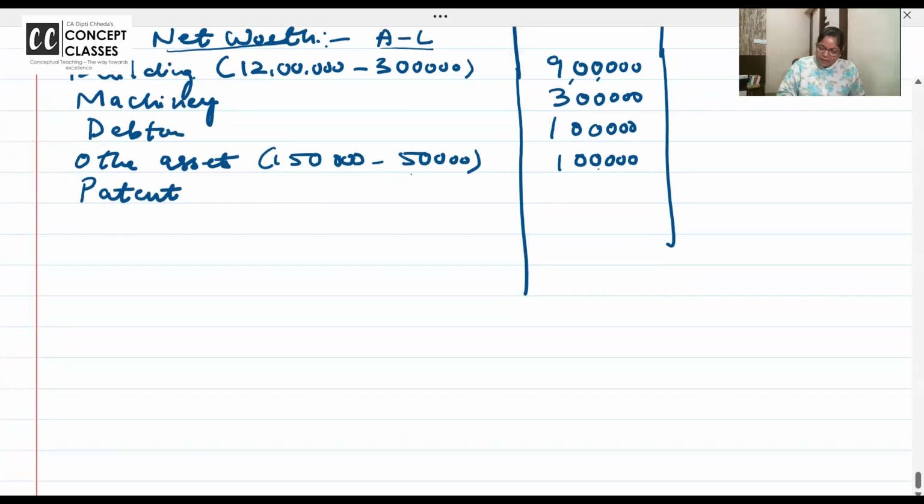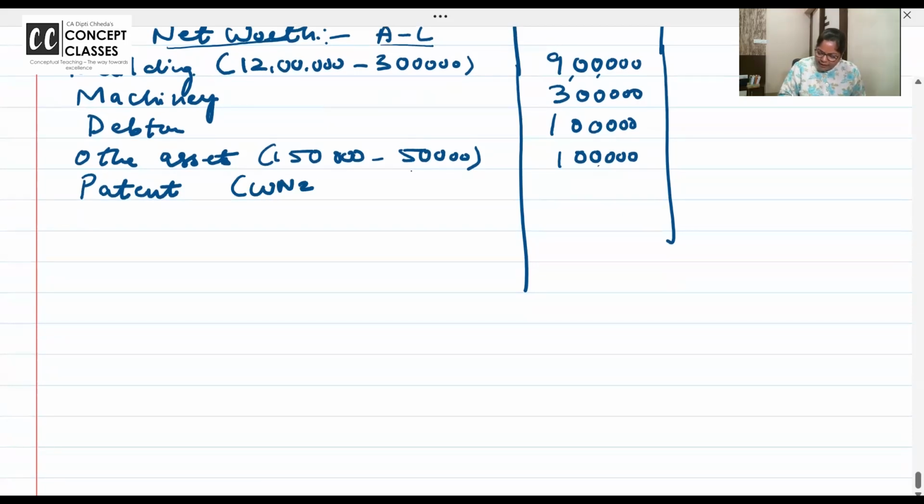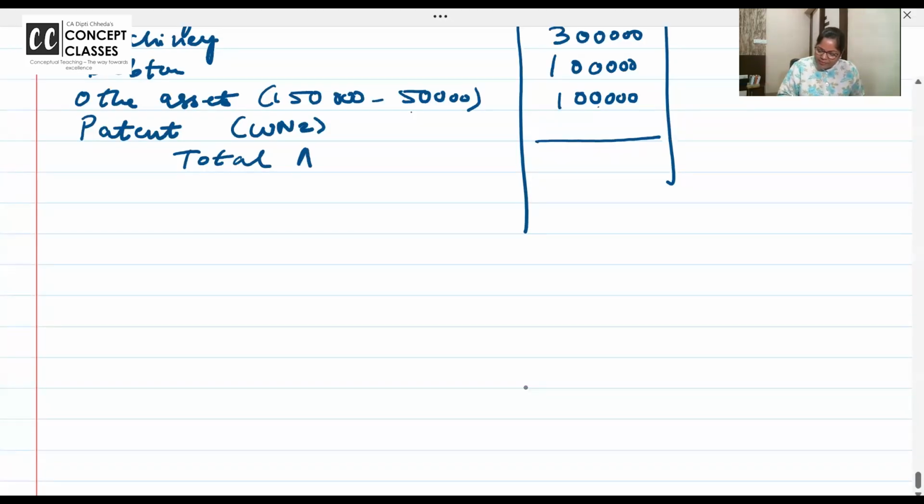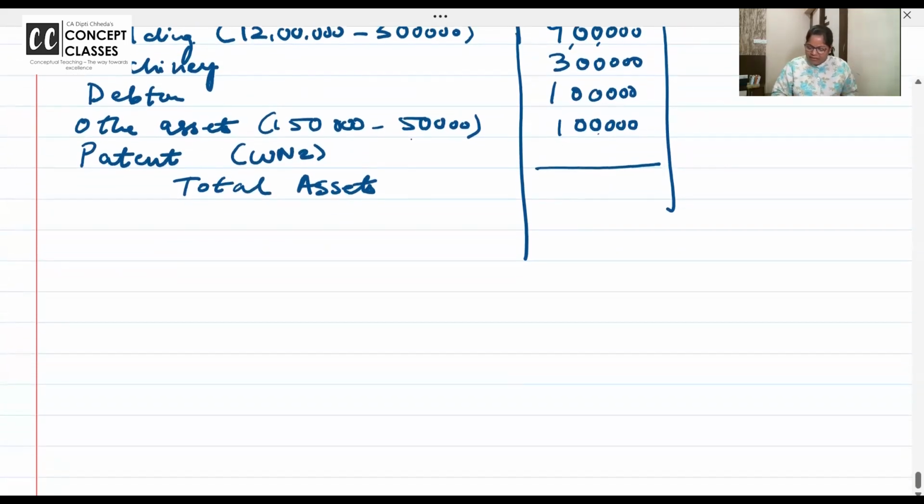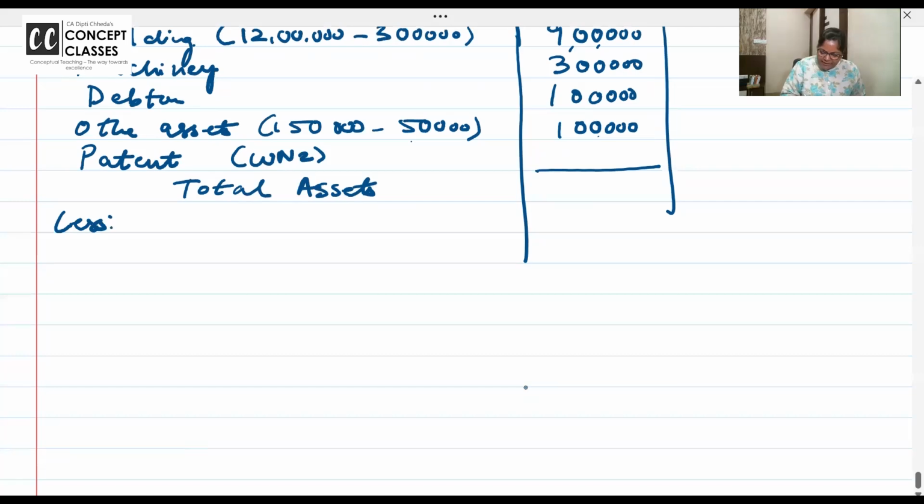Patent value, can I get it in working note 2? Now what I will get is the total assets, but don't do the total of assets yet. We don't know yet what's the value of the patent. Less liabilities. I'm giving you the format. If anyone in the class is thinking, ma'am, can we do patents as working note 1? Of course, you can. Liabilities.